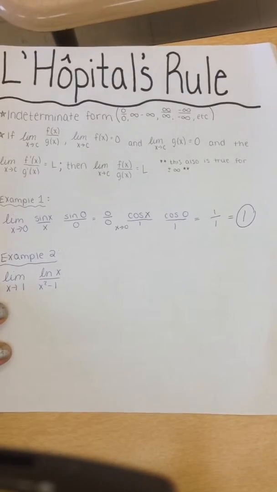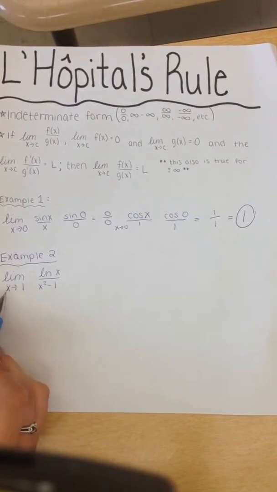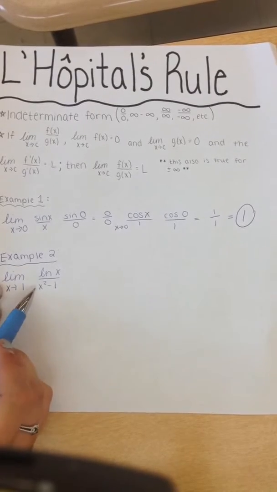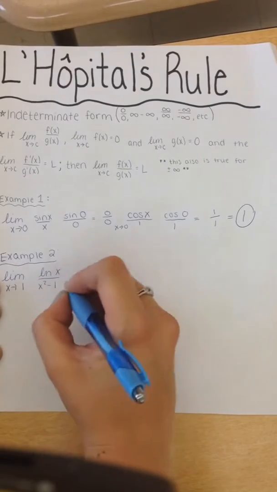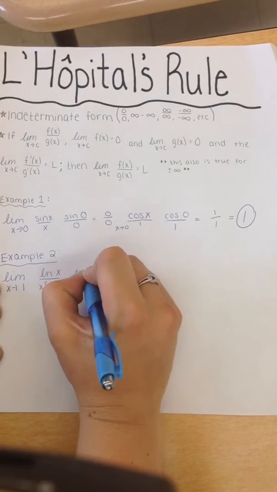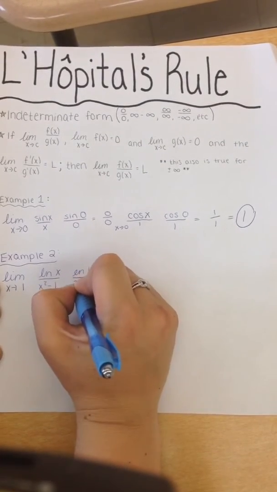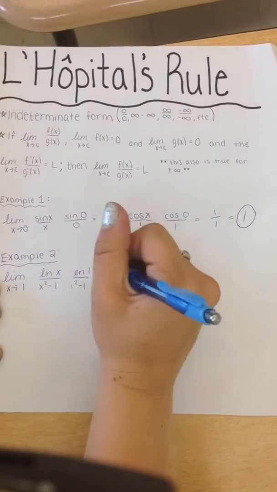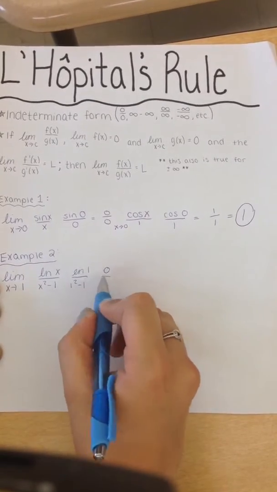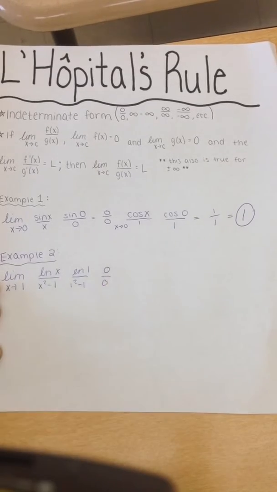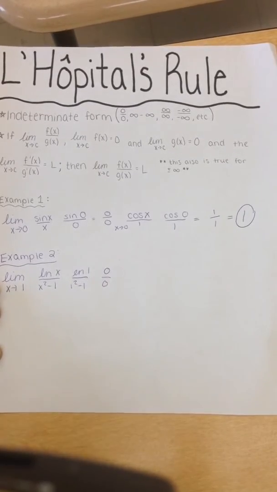Our second example is the limit as x goes to 1 of the natural log of x over x squared minus 1. We plug in 1 to get the natural log of 1 over 1 squared minus 1. We know that the natural log of 1 is 0, and that 1 squared, which is 1, minus 1 is 0. So now we apply L'Hopital's rule.